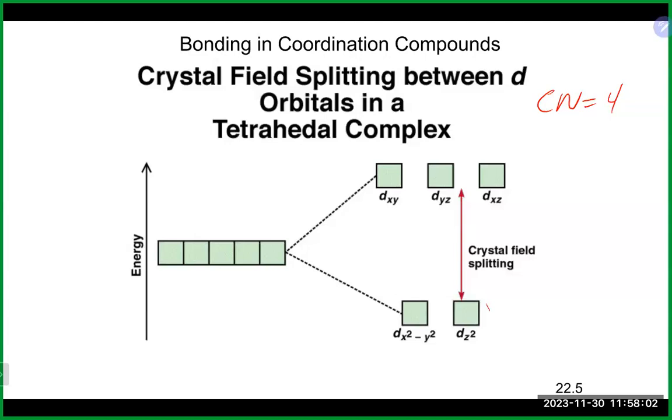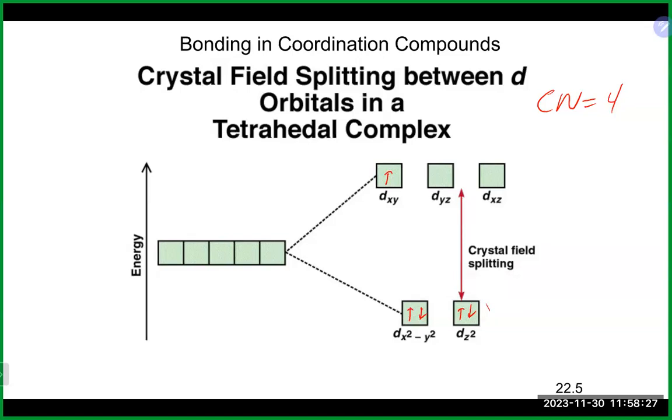As electrons go in here, it works really the same way. We would fill in, and if it's too large of a split, we would fill down here first before coming up. And if it wasn't a large split, we would fill them one at a time and then go back and pair them up. So this arrangement is pretty much like the ones we just did for octahedral, except it's flipped around.